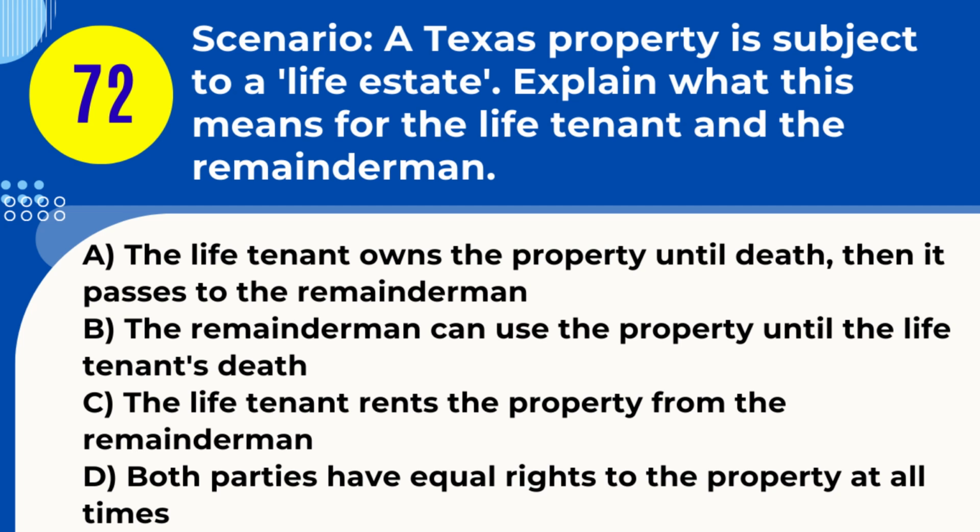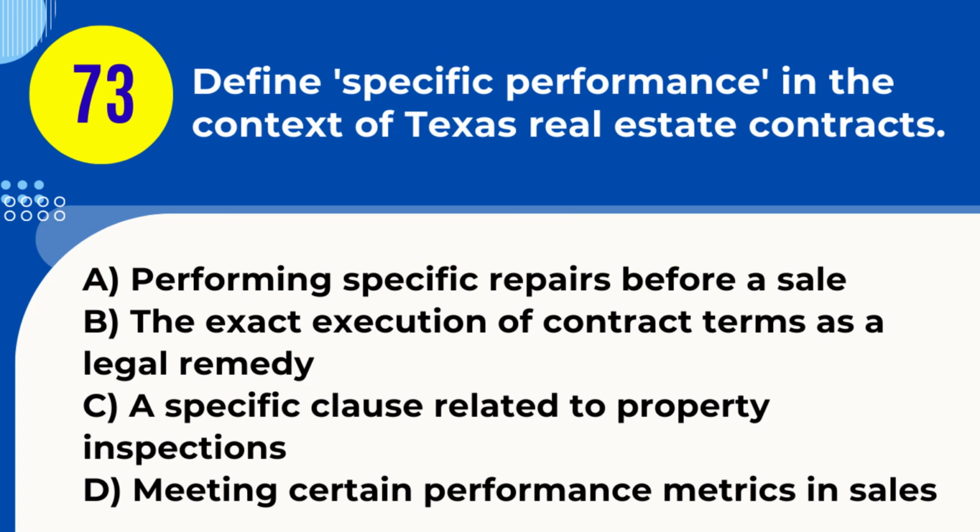Answer. A. The life tenant owns the property until death, then it passes to the remainderman. Explanation. In a life estate in Texas, the life tenant has the right to use and enjoy the property during their lifetime. After their death, the property automatically passes to the remainderman, who is the ultimate owner. Question 73.